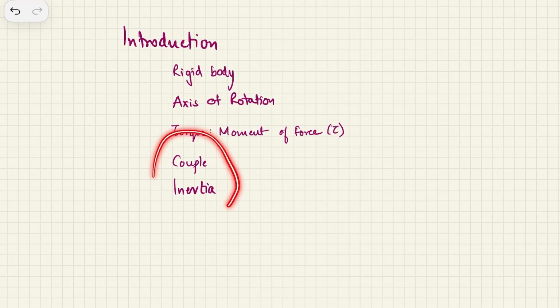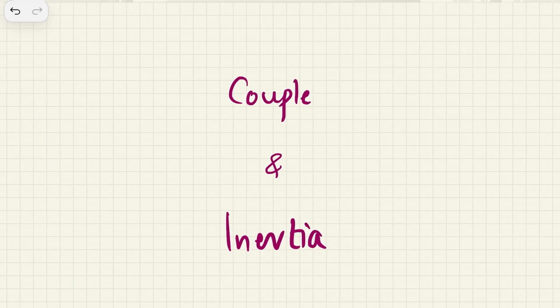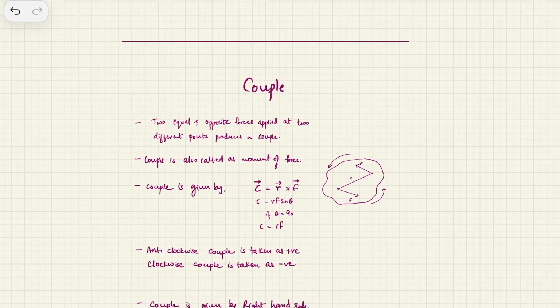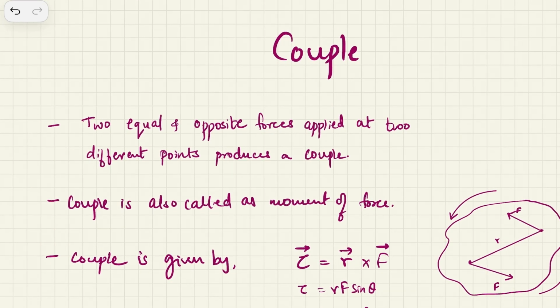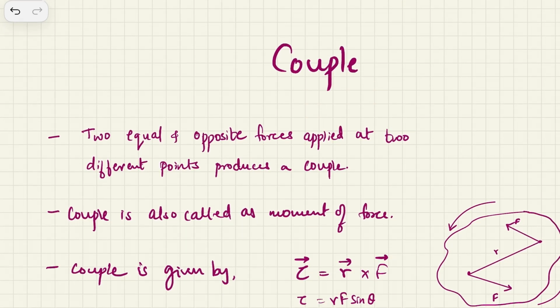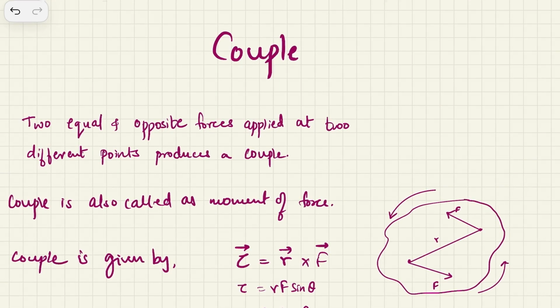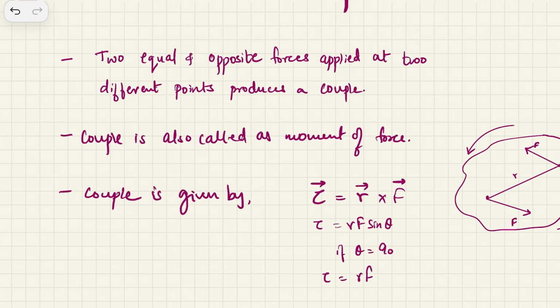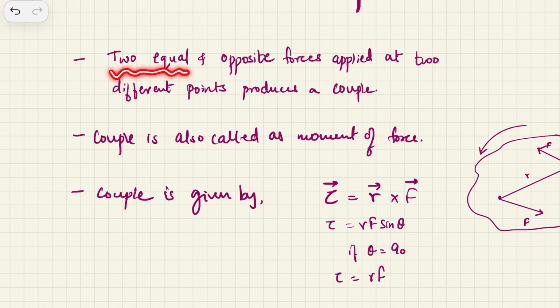Today we are going to do the couple and the inertia part. We are going to start with understanding what a couple is. Now a couple is very similar to torque, but with a slight difference. Couple basically means two equal and opposite forces applied at two different points. Two equal and opposite forces applied at two different points produce a couple.